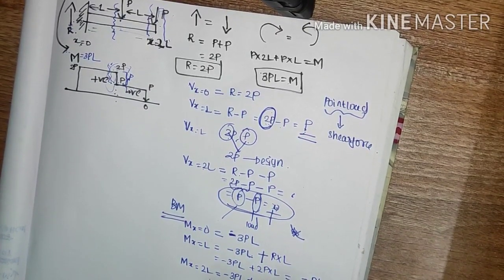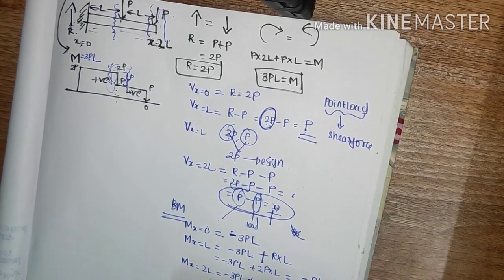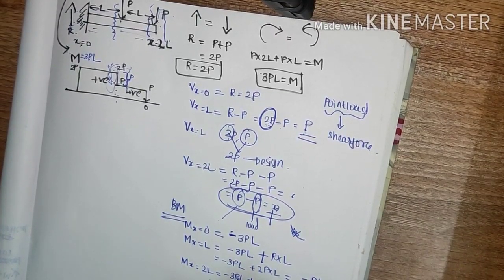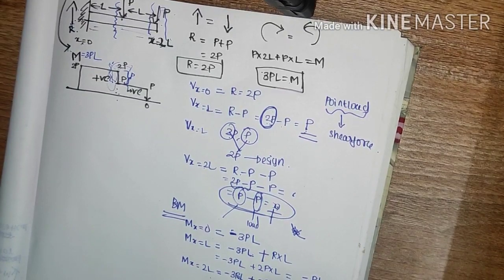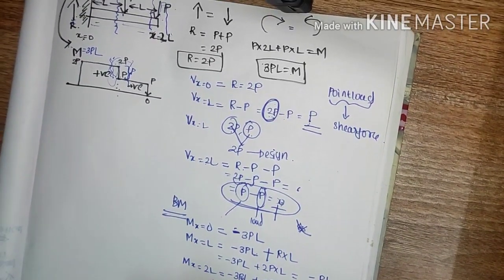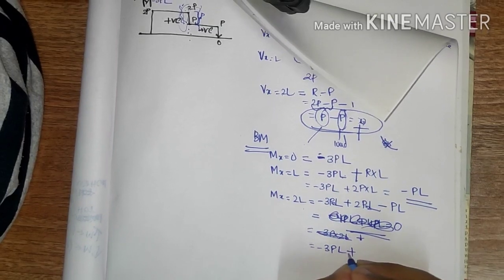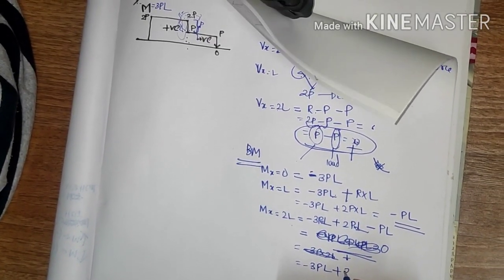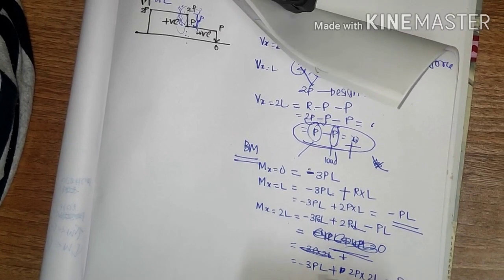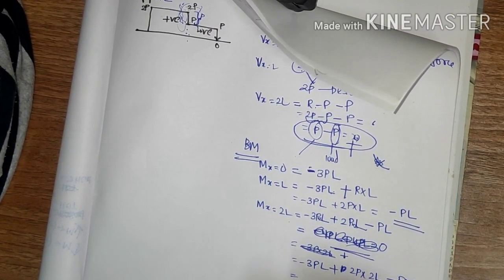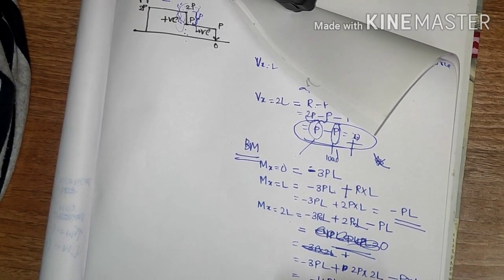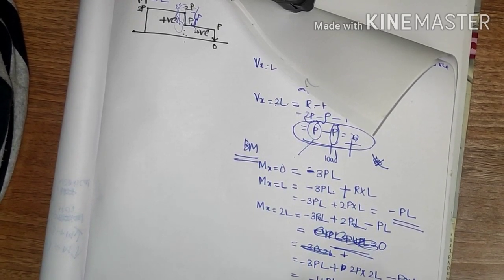So here, minus 3P into 2L plus that moment, where R is the reaction, 2P, into the distance 2L, minus P into that whole distance L. So what you will be getting: minus 3PL minus 3PL, and this 2P gives 4PL, so minus 4PL and plus 4PL. So the answer is 0.